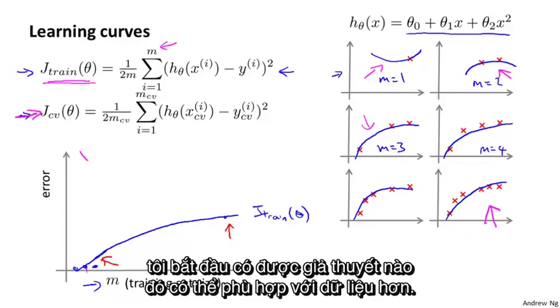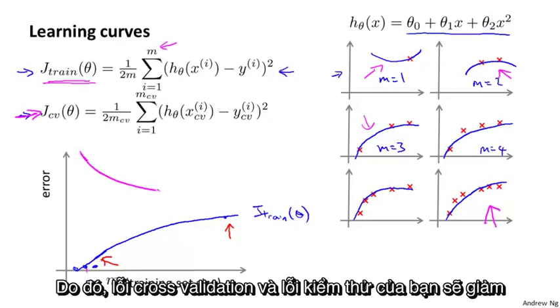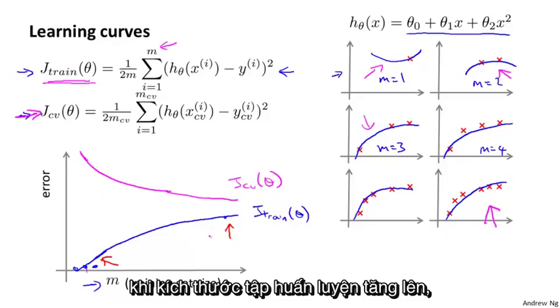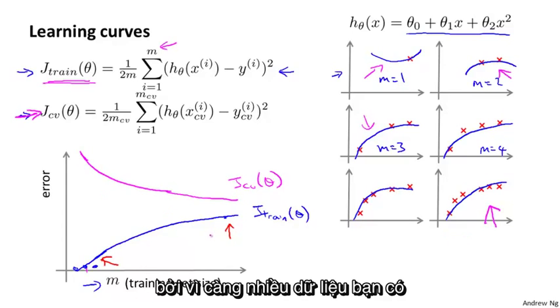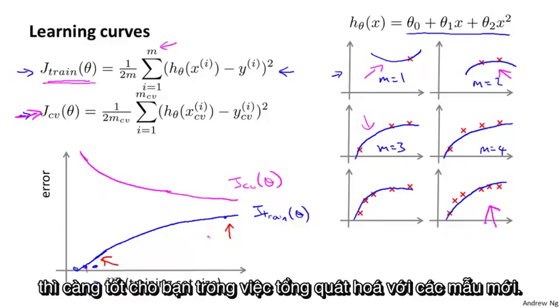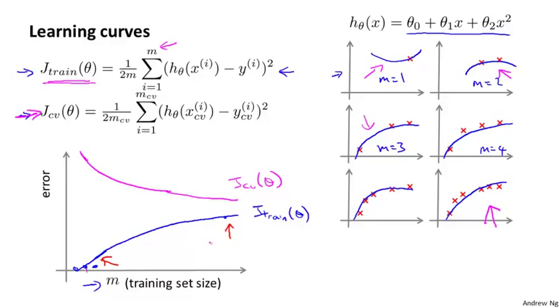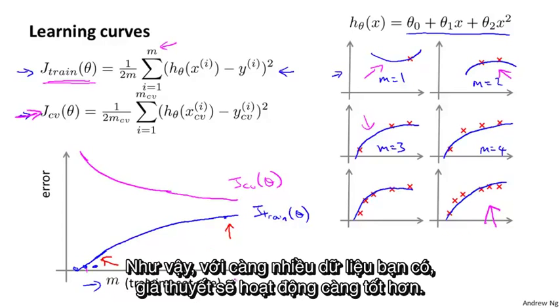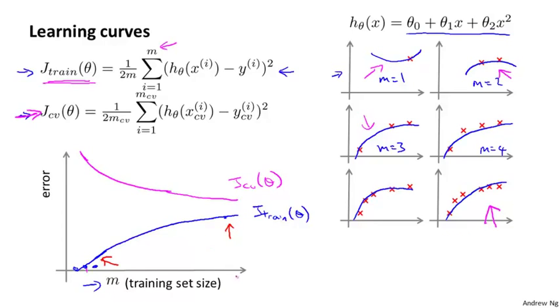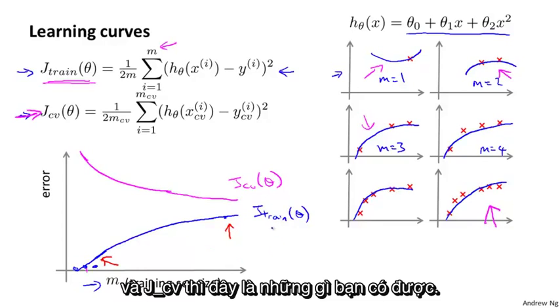It's only when I get to a larger training set that I start to get hypotheses that fit the data somewhat better. So your cross-validation error and your test set error will tend to decrease as your training set size increases, because the more data you have, the better you do at generalizing to new examples, or just the more data you have, the better the hypothesis you fit. So if you plot J-train and JCV, this is the sort of figure you get.